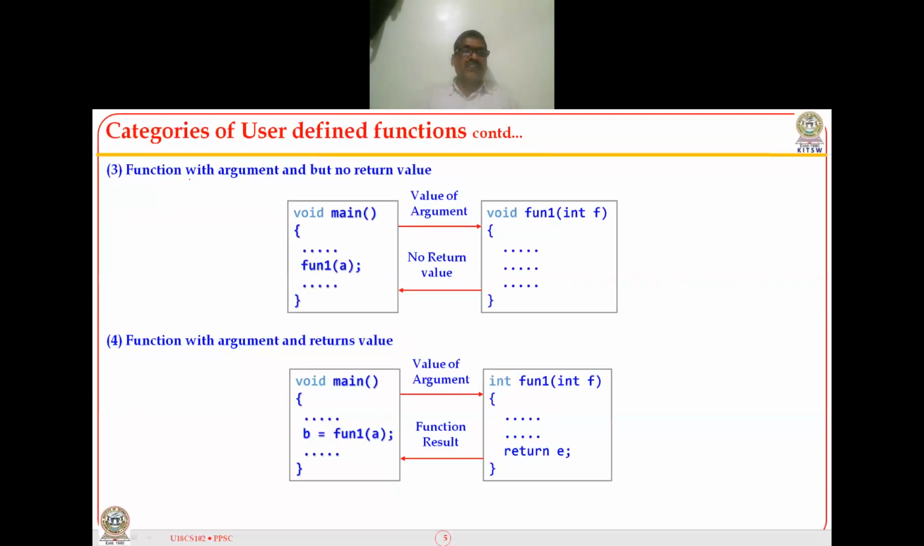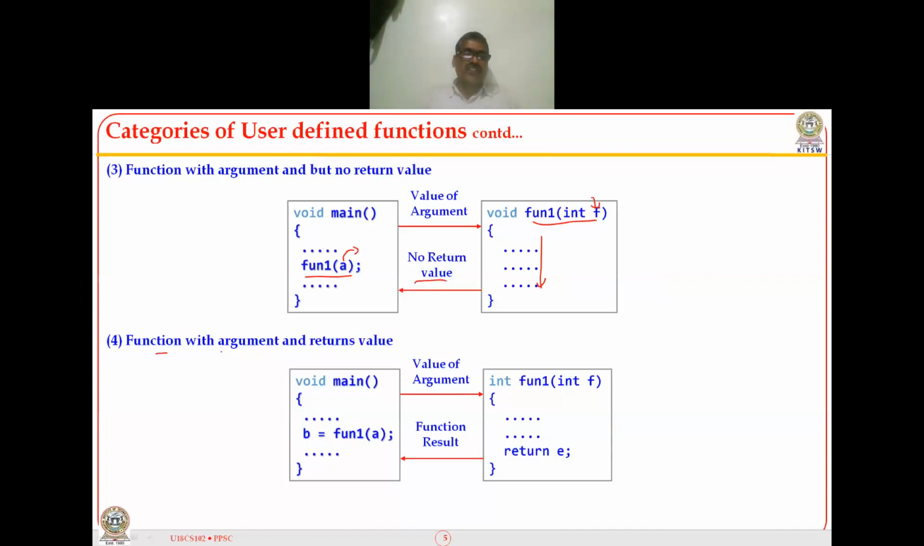The third category is function with argument but no return value. Here we are passing an argument to a function. In the call statement, we are passing some argument a. To receive this argument a in the function header, you declare a variable, a parameter int f. So the a value gets copied into this f. Now we will use that f value in this function code. There is no return, so the function is not returning any value to this main.